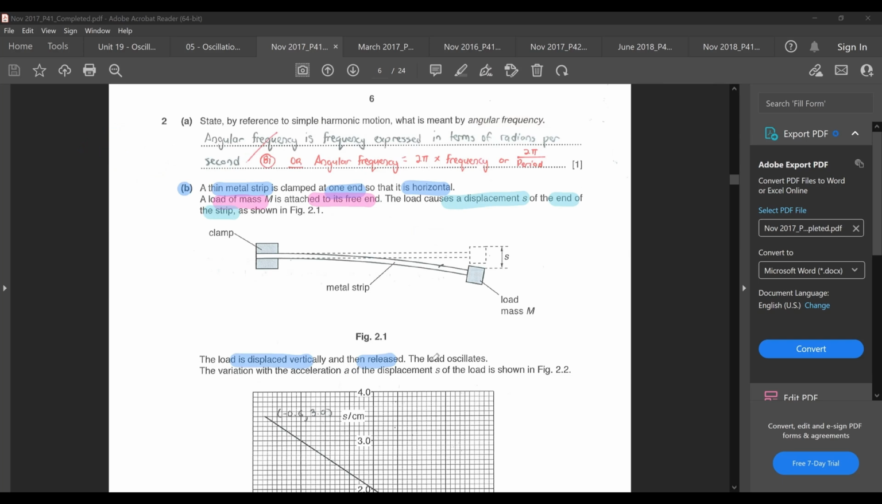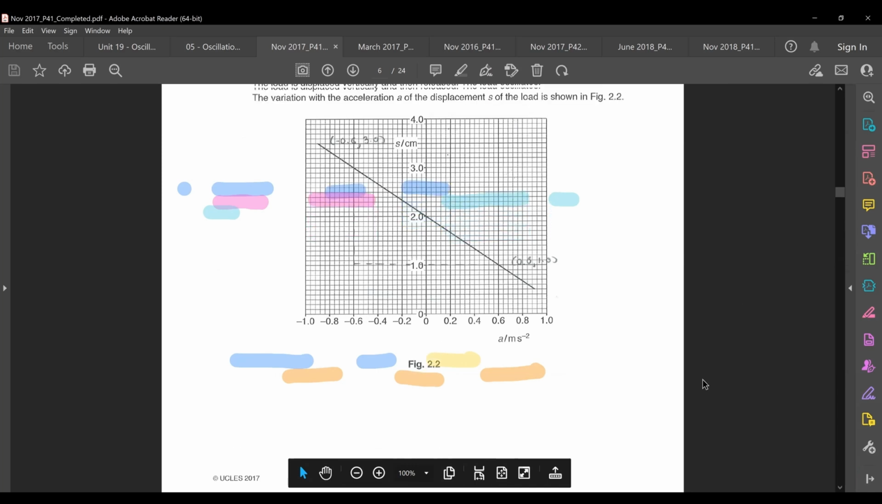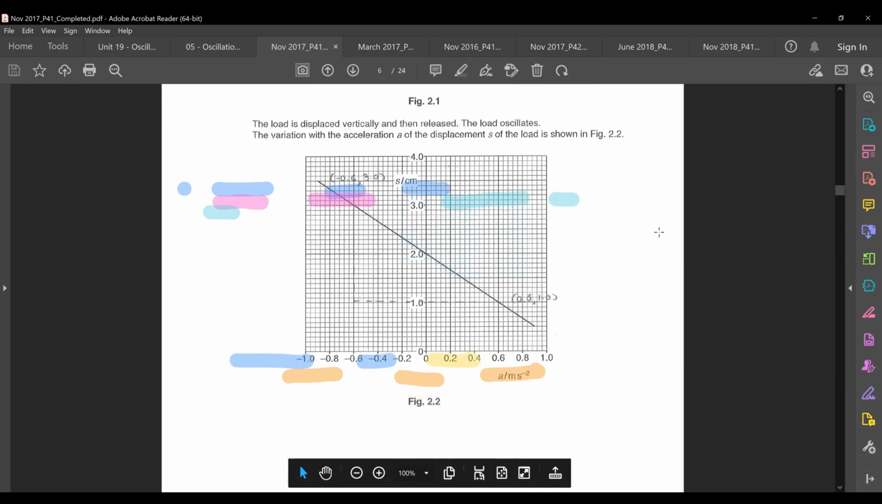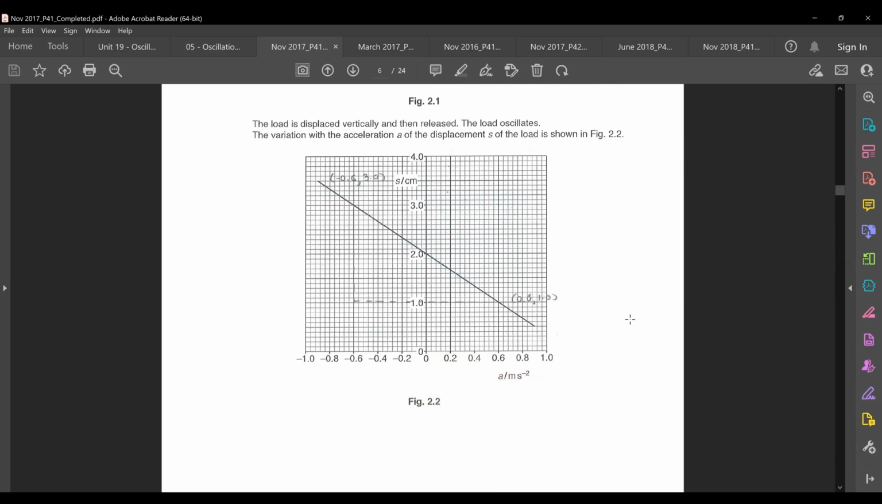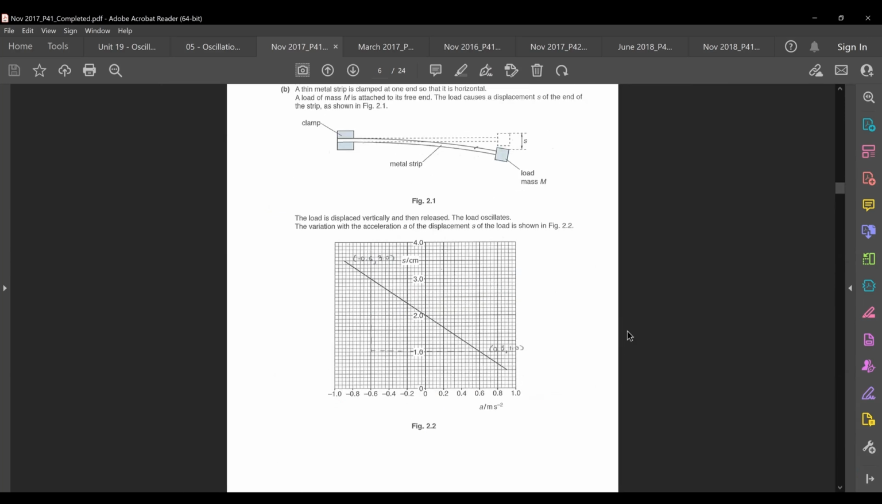The load oscillates. The variation of the acceleration A with the displacement S of the load is as shown in the figure below. Okay, so this is the graph shape that you get. All right, it's a straight line graph with negative gradient, but it looks a bit different than the one that you are supposed to expect.